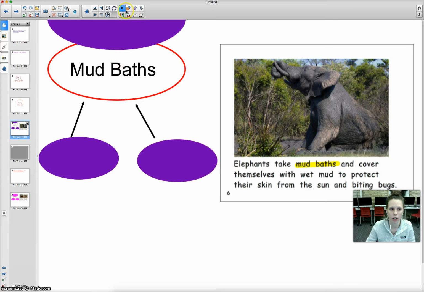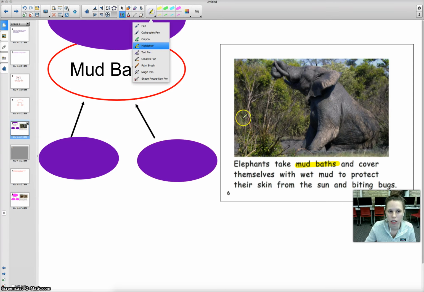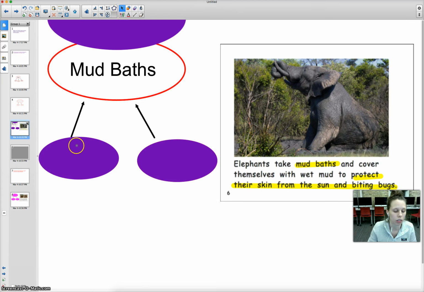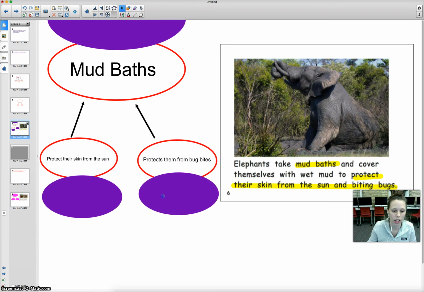They take mud baths. Now, let's try to figure out why they take mud baths. So elephants take mud baths and cover themselves with wet mud to protect their skin from the sun and biting bugs. Oh, okay, so that's why they take mud baths. It's because they're trying to protect their skin from the sun and biting bugs. Okay. So that was our point, and these are our reasons why they take mud baths. It protects their skin from the sun, and it protects them from bug bites. Okay, that's pretty cool.